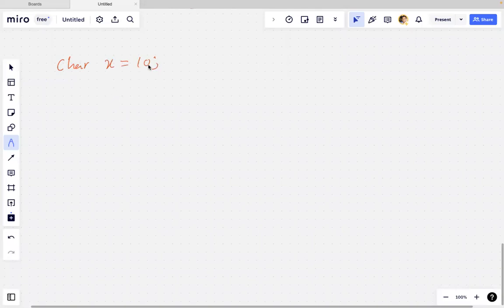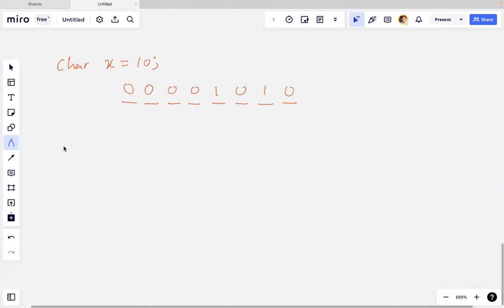So here char x equals 10. Okay, x equals 10 means you know there are 8 bits available. 1 2 3 4 5 6 7 8. Then 10 means 1 0 1 0. The rest of the bits are 0.